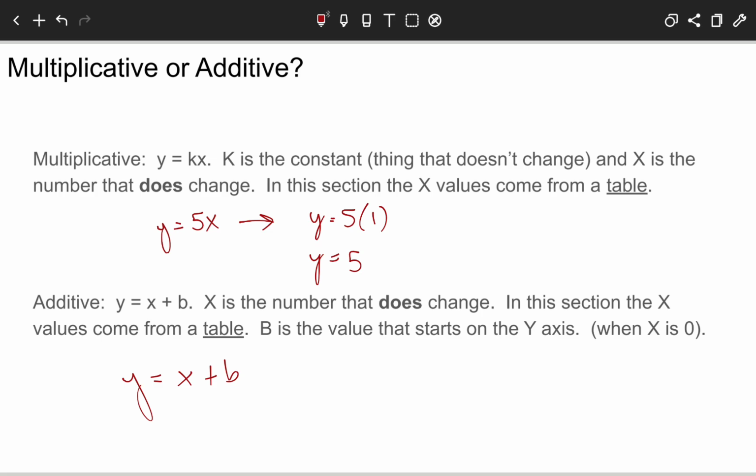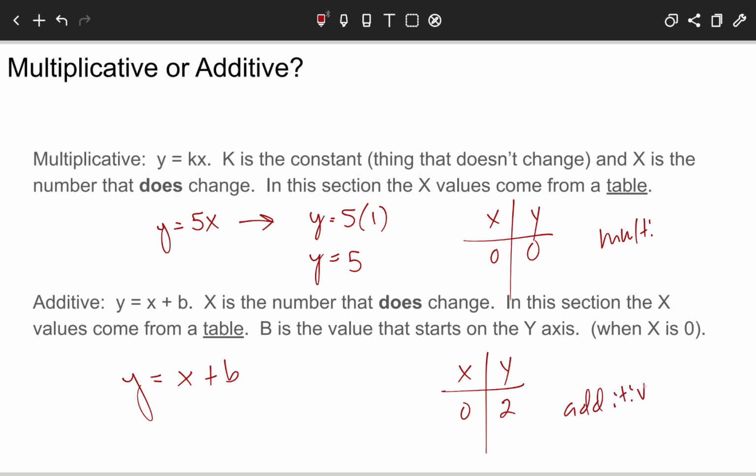A way to differentiate between multiplicative and additive is if you see an x and y table with 0, 0, automatically multiplicative. If you see an x and y table with 0 and a number for y, you know it's automatically additive. The way that these work is anytime that you have a constant being multiplied by 0, it's always going to give you 0. That's why multiplicative will have 0, 0 in it. Anytime that you're given 0 and you add or subtract something to it, it'll give you another number other than 0. That's why it would be additive.